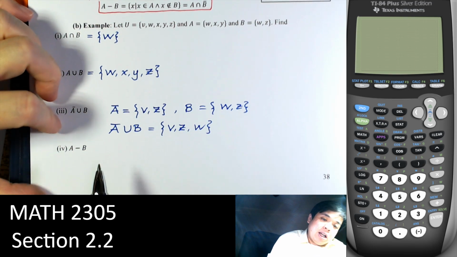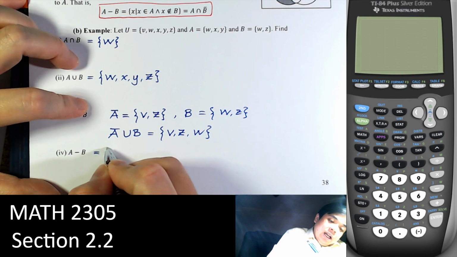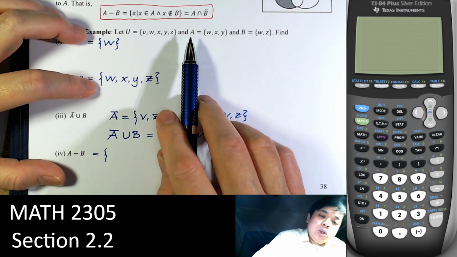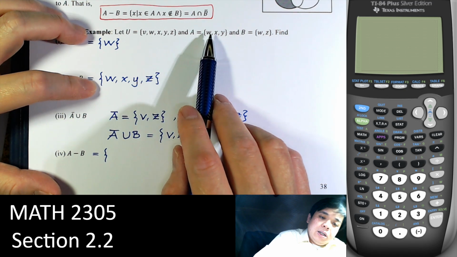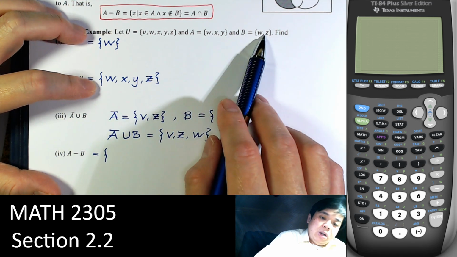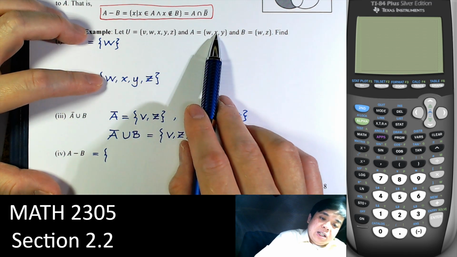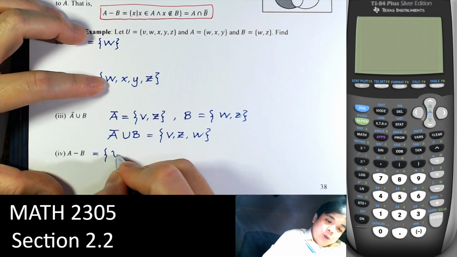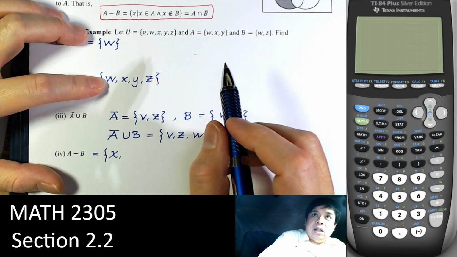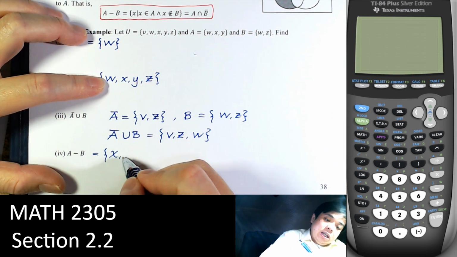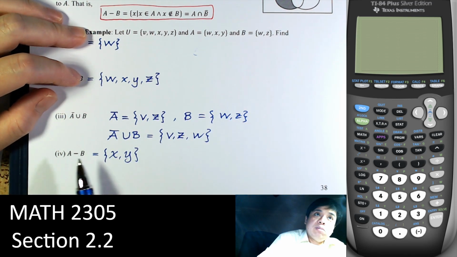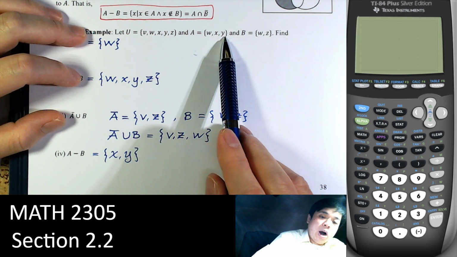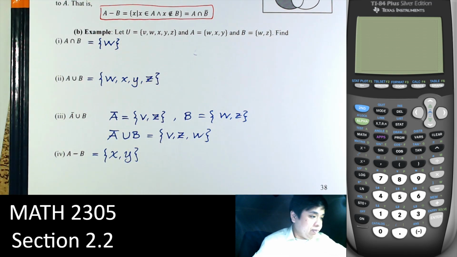Now, A minus B. That means in A but not in B. We have W in there, so it's not. X is in A and not in B, so X is good. Y is in A and not in B, so it's good. So those are the elements that are in the first set but not in the second: X and Y, in A but not in B.